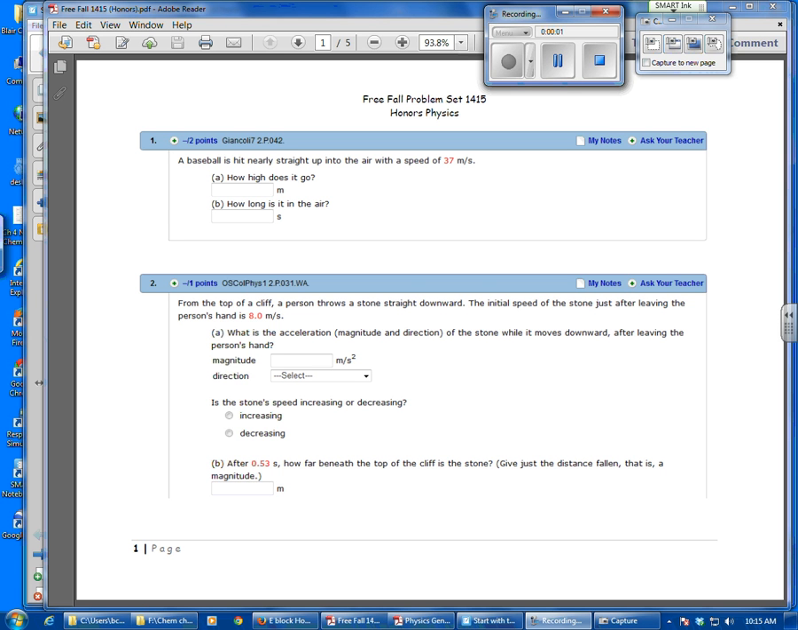So we're going to do number one here. The baseball is hit nearly straight up in the air with a speed of 37 meters per second. How high does it go? How long is it in the air?